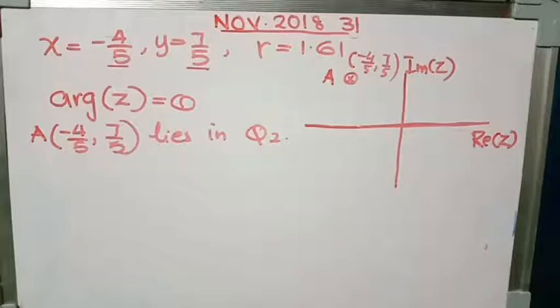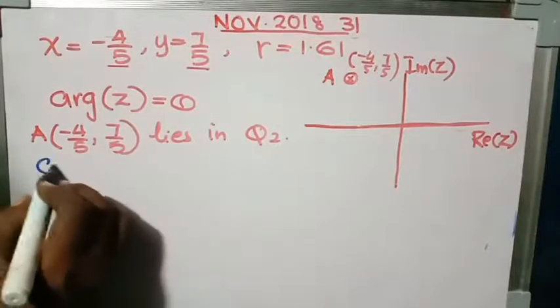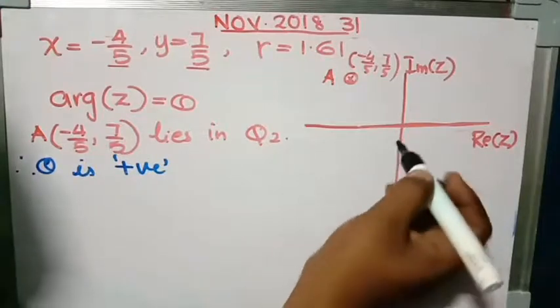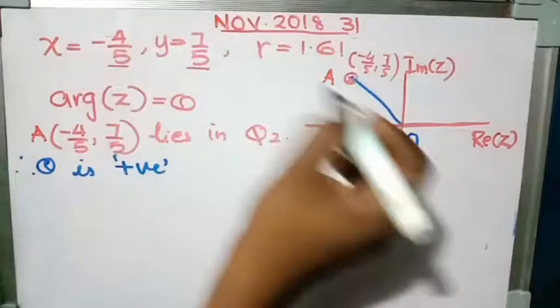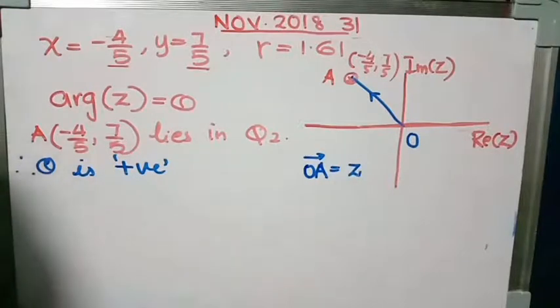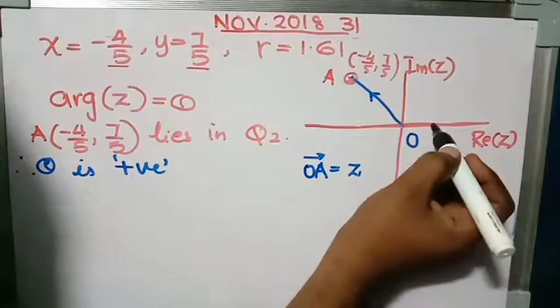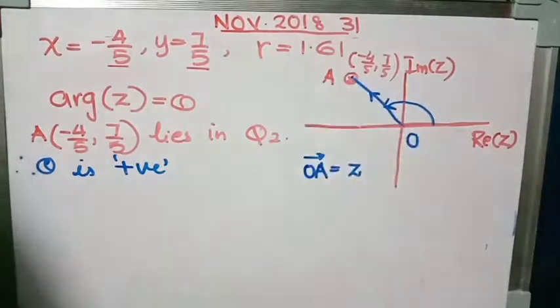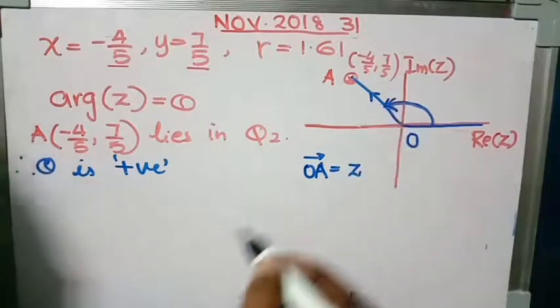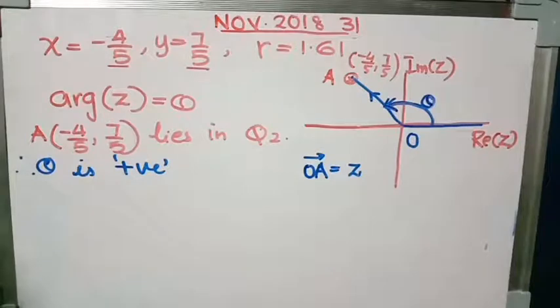And we know in quadrant 2, theta is positive. For finding theta, let's join OA, which is the position vector z. OA is the position vector z, and we found the length of OA already as 1.61. Theta, the argument of z, is the angle between the positive real axis and the position vector. So this angle is theta to be found.